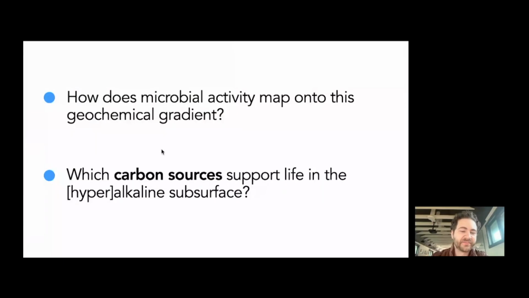What are the rates of microbial activity that these waters can actually support? And more importantly, what are the carbon sources that support life in the alkaline and hyperalkaline subsurface, where organisms are limited for both organic carbon, because this is an organic carbon limited environment in the dry conditions, and also limited for inorganic carbon because of the hyperalkaline conditions.